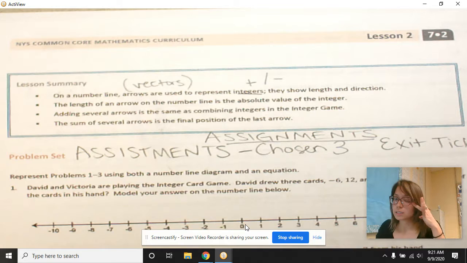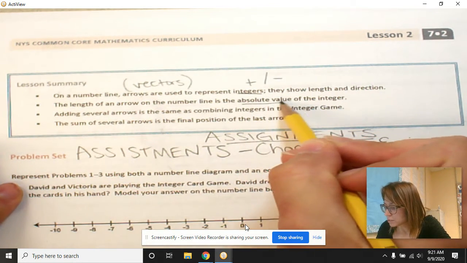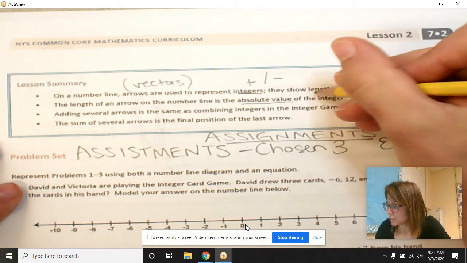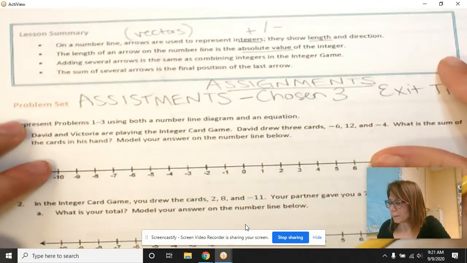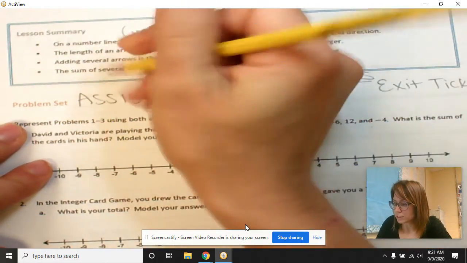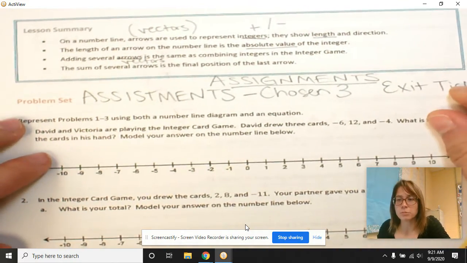So my vectors need to show me going to the left if I'm working with negative numbers, and to the right if I'm doing positive numbers, okay? The length of an arrow on a number line is the absolute value of an integer, because vectors show distance, absolute value shows distance. They're the same, okay? Adding several arrows or vectors, I really wish they would have kept the vocabulary the same all the way through, but that's fine.